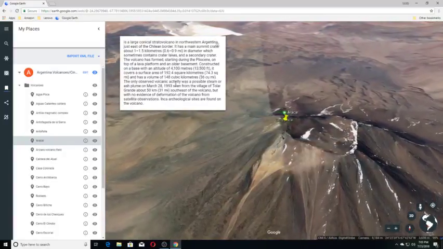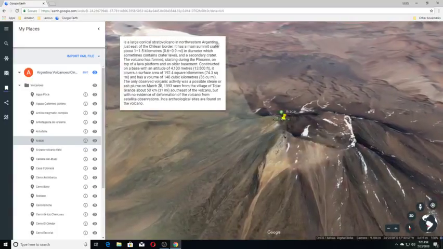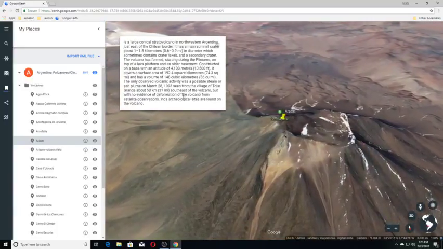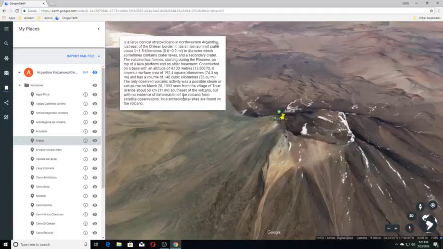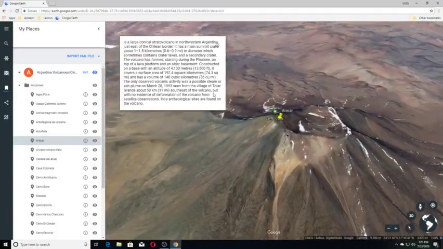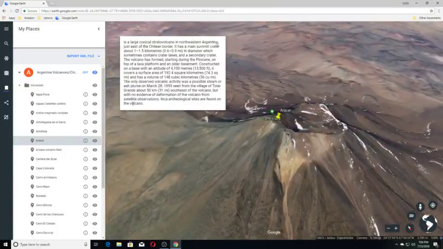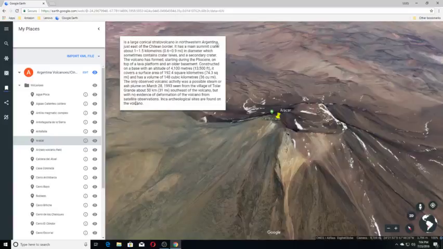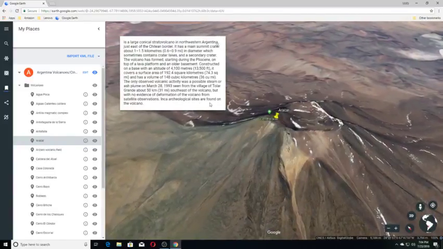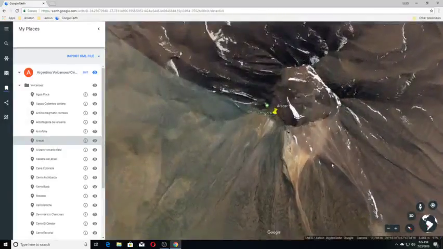The only observed volcanic activity was a possible steam or ash plume on March 28, 1993, seen from the village of Tolar Grande, about 50 kilometers or 31 miles away, southeast of the volcano. But there is no evidence of deformation of the volcano from satellite observations. Inca archaeological sites are also found on the volcano. That's kind of cool.